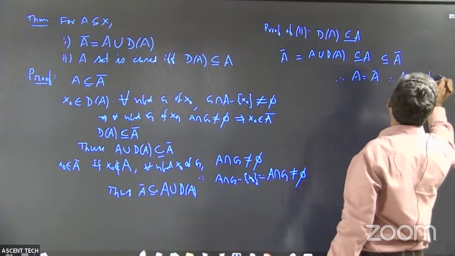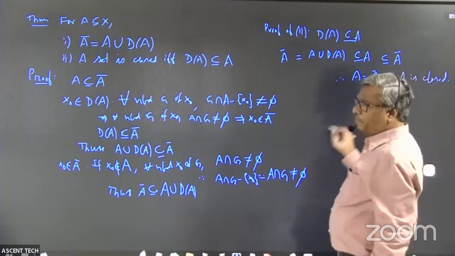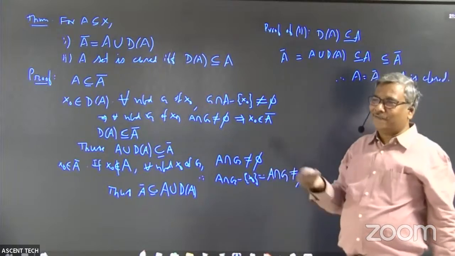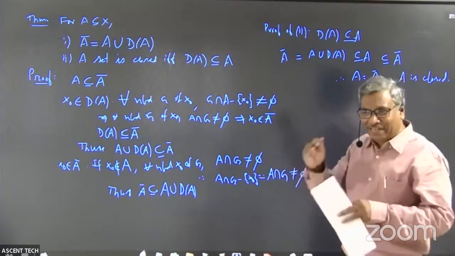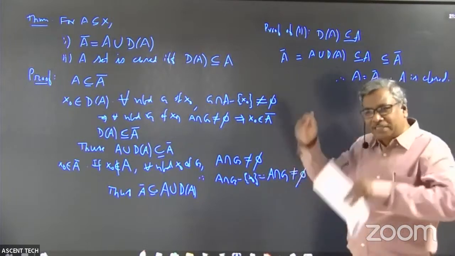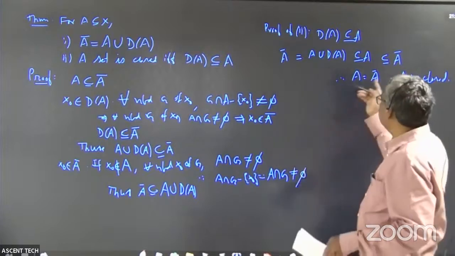We did a result the other day: a set is closed if its closure is itself. Because if it's closed, it itself is the smallest closed set containing it. If A is closed, A itself is the smallest closed set containing A. So A is A bar.